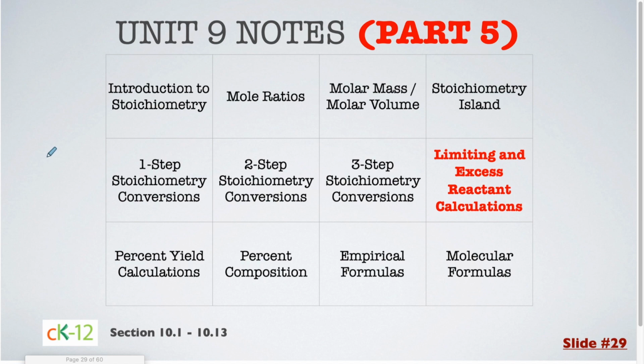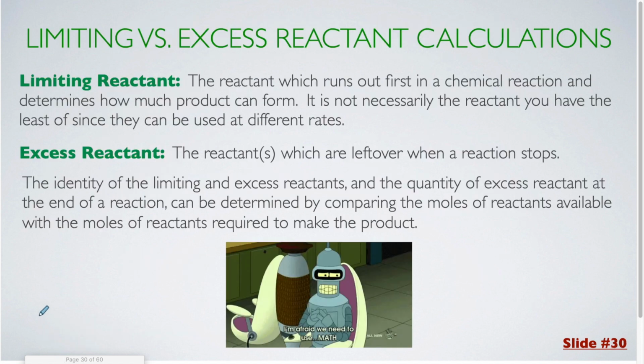In Part 5 of the Unit 9 notes, we will be covering limiting and excess reactant calculations. Limiting reactant: the reactant which runs out first in a chemical reaction and determines how much product can form.